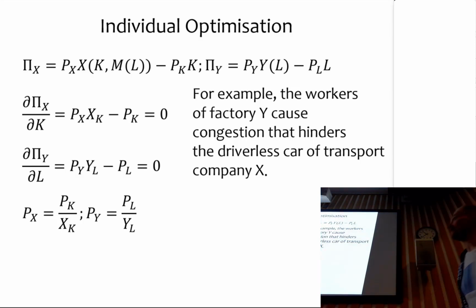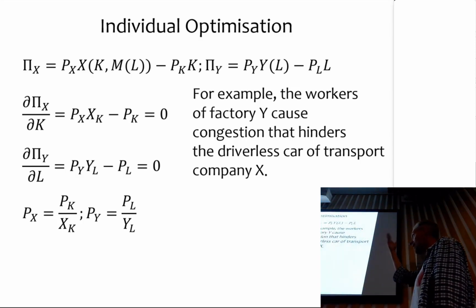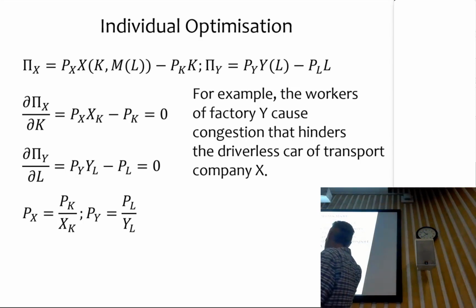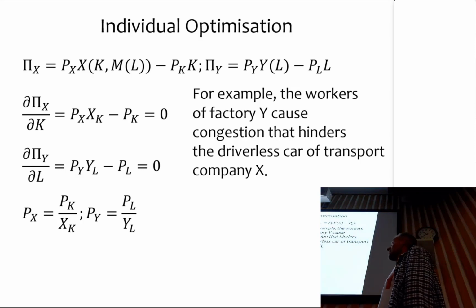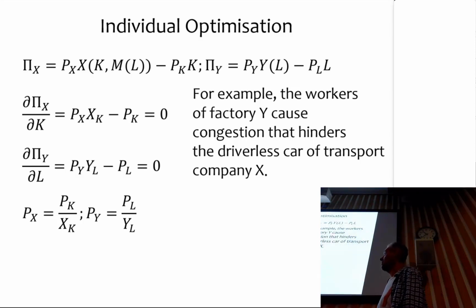Now, what does company Y do? It has a profit function. It wants to maximize that, so it takes the derivative of pi with respect to L. That's the only decision it makes, right? So P_Y Y_L, that's the first partial derivative, minus P_L equals 0. Company X does the same thing. P_X X_K minus P_K must be 0.